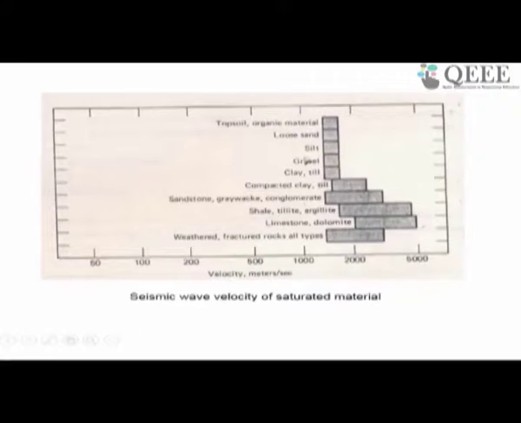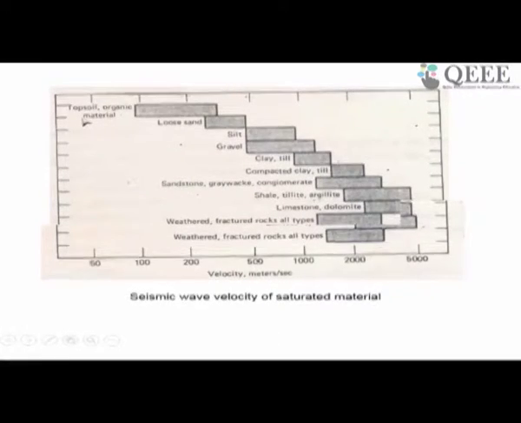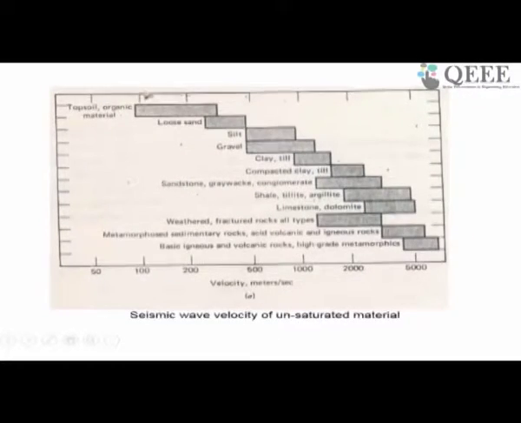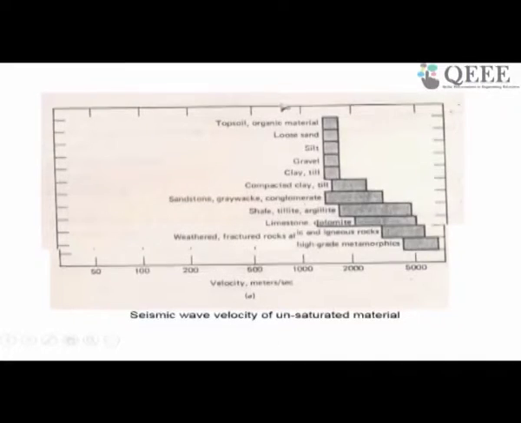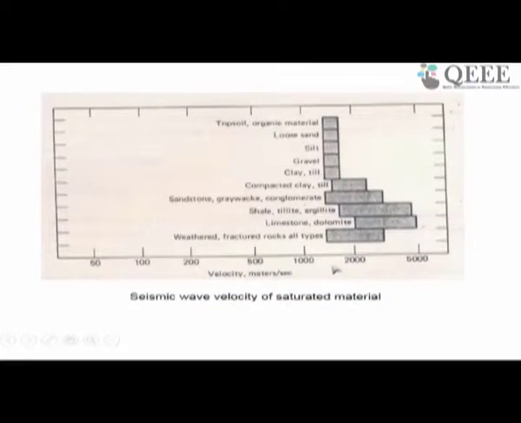You can see, for example, this topsoil organic material is having a seismic wave velocity from 100 to 200, but in case it is saturated, your velocity is almost 1500. So as you can see here, the saturation has a drastic effect on the velocity of sound or velocity of seismic waves.